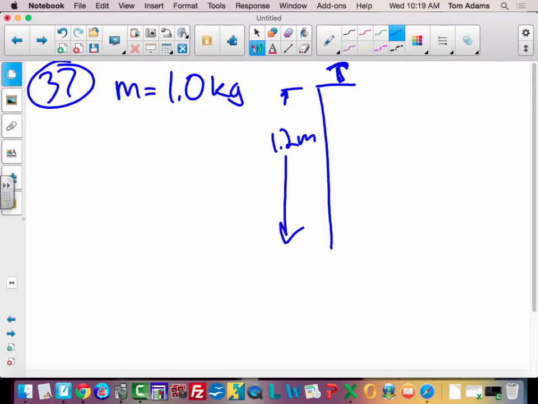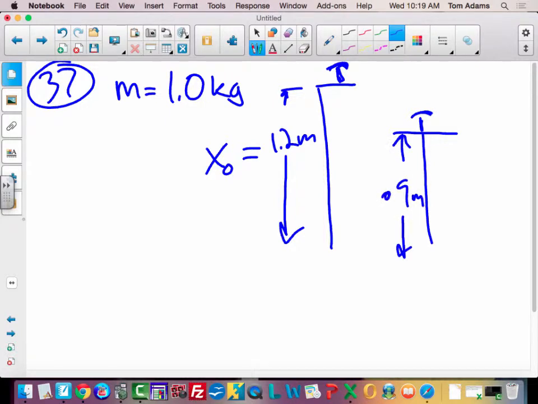So now this is a displacement, so we'll call it x. X naught, maybe. We've got to distinguish between the two heights. And then it says, what's the difference between this one and a shelf that's only 0.9 meters? Okay, so we have two shelves, and it says the gravitational potential energy.